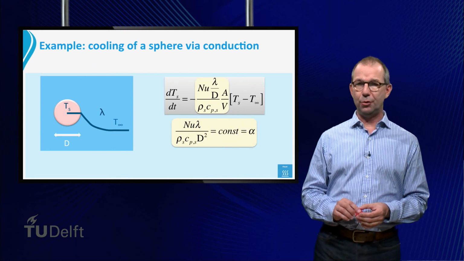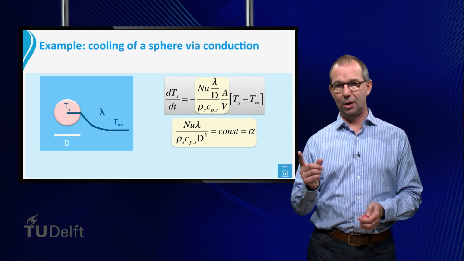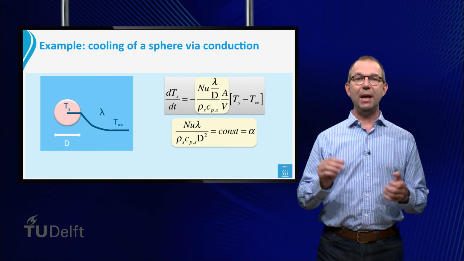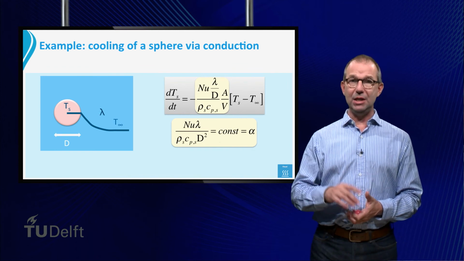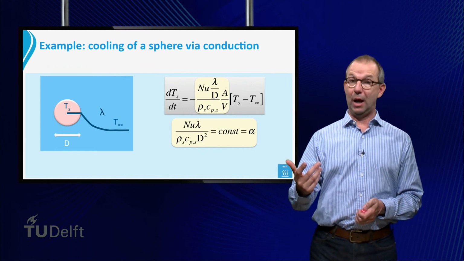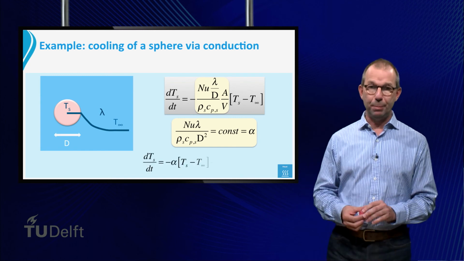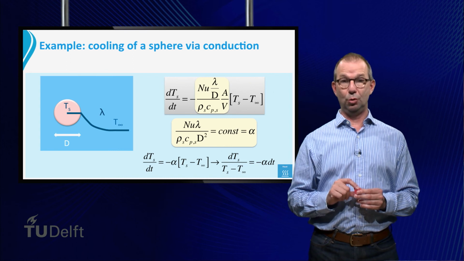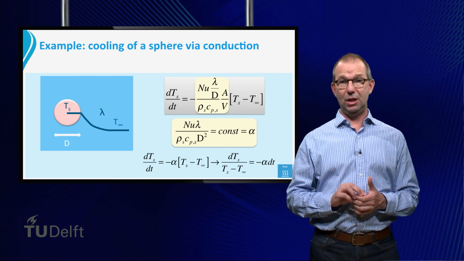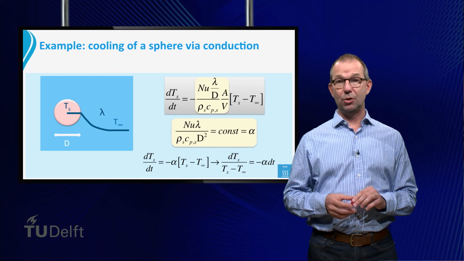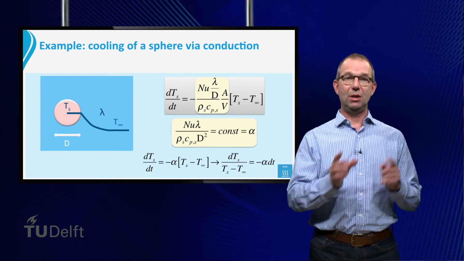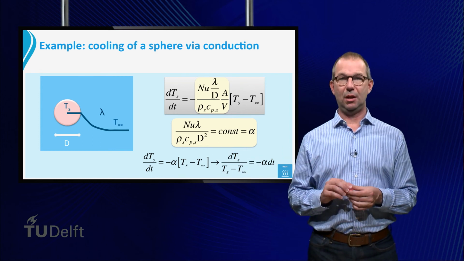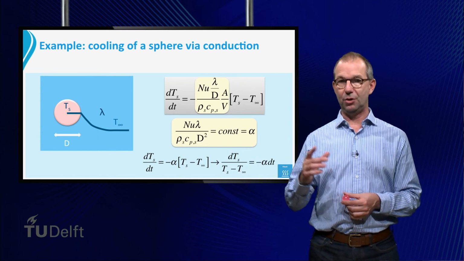The term in front of the driving force on the right-hand side, shown in the yellow box, contains only constants. To make the structure of our equation easier to read, we will call it alpha. Thus, we can simplify the equation for the change of the temperature of the sphere to dT_s/dt equals minus alpha times (T_s minus T far away). This equation can be solved by separation of variables as is shown.